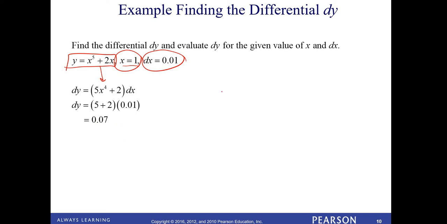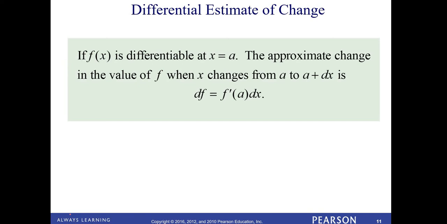So on this particular function, when my x value moves to the right 0.01 units, my function will increase by approximately 0.07, which is an approximation for my actual change in y. Okay, let's look at another one.